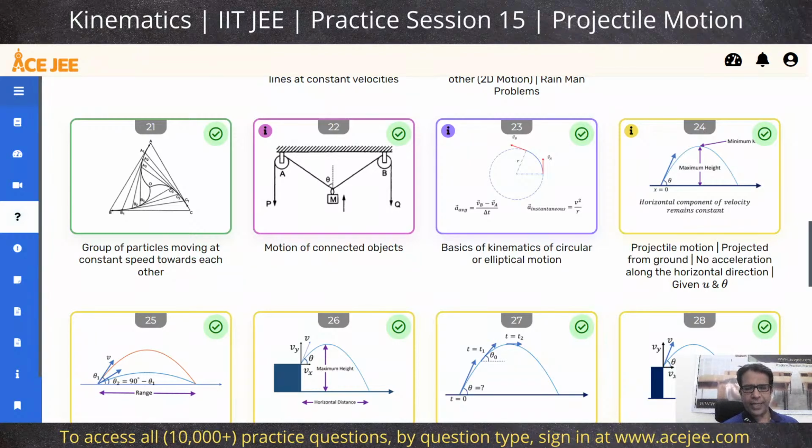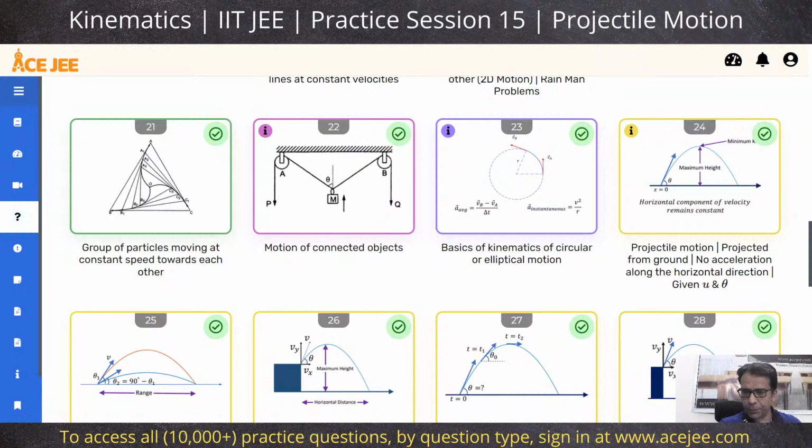Okay, so once again, we are going to cover questions on projectile motion today. There are about 15 different ways questions can be framed on projectile motion. We are going to look at 5 or 6 of them today. We covered the theory yesterday, so let me recap what we covered yesterday.